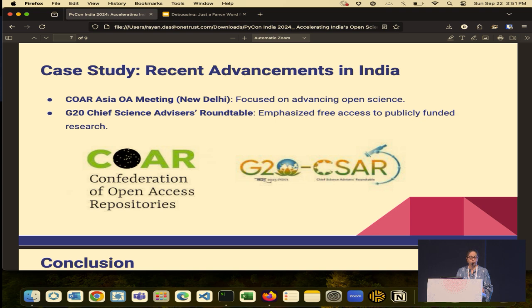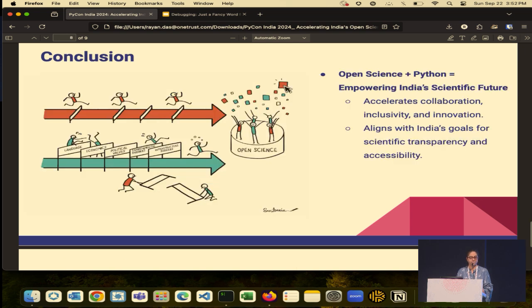If you want to know more about the case studies on the recent advancements in India, you can take a look at reports from the CORE Asia Open Access Meeting, which was conducted by the Confederation of Open Access Repositories recently in Delhi in April this year. You can also take a look at the reports from the G20 Chief Science Advisors Roundtable.